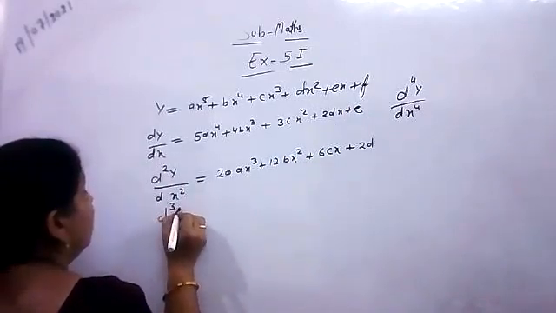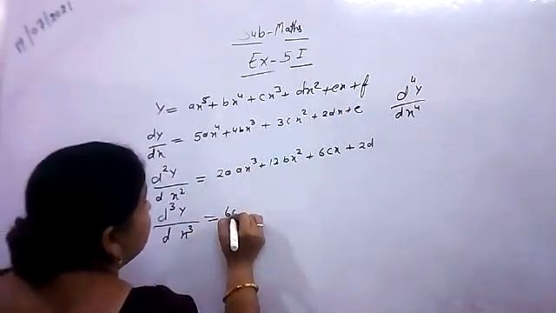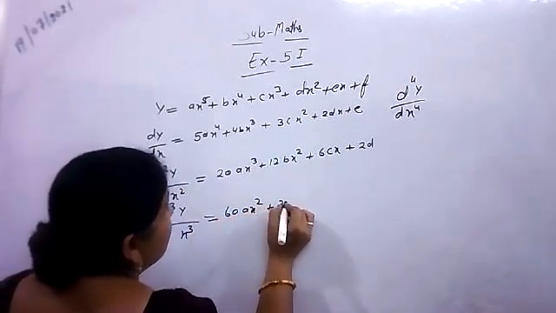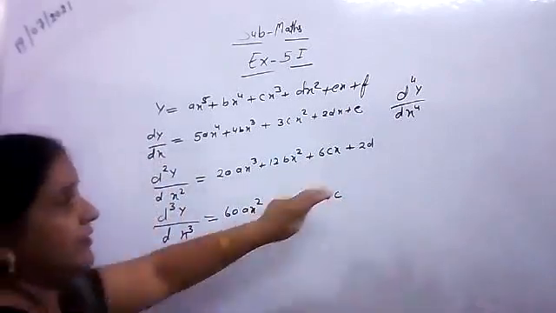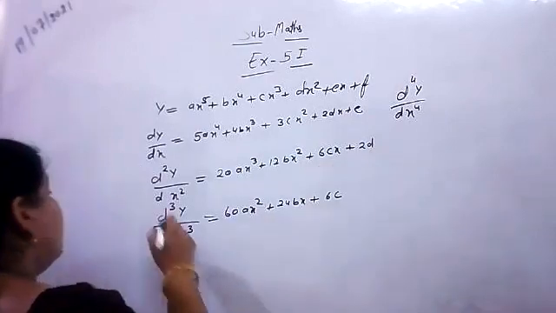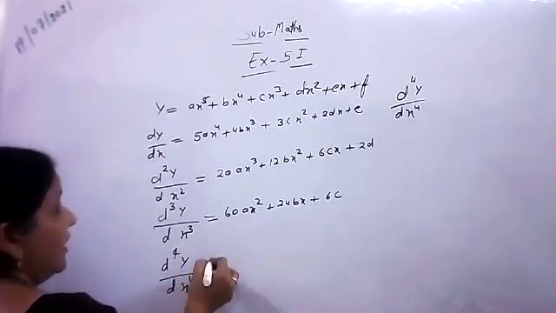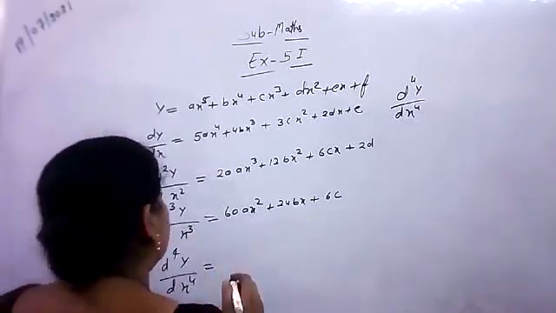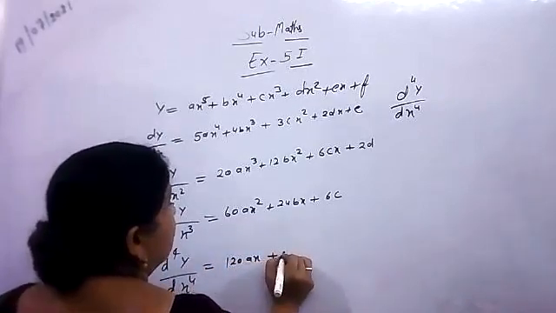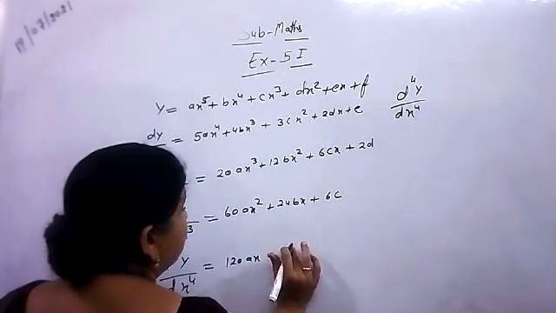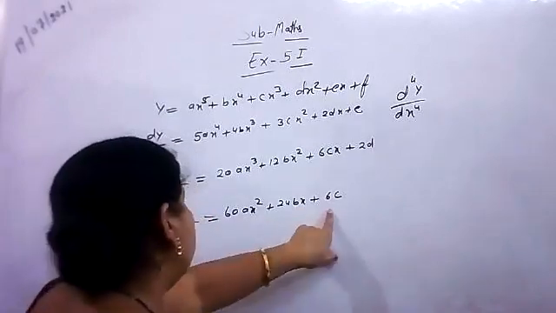Now I differentiate again, that means three times. So 60 a x square plus 24 b x plus 6c. 2d is a constant value, so its differentiation is 0. Now d4y upon dx4 equal to, that means we differentiate this equation four times. So 120 a x plus 24 b. Here x differentiates to 1, and the 60 multiplies to give 120.